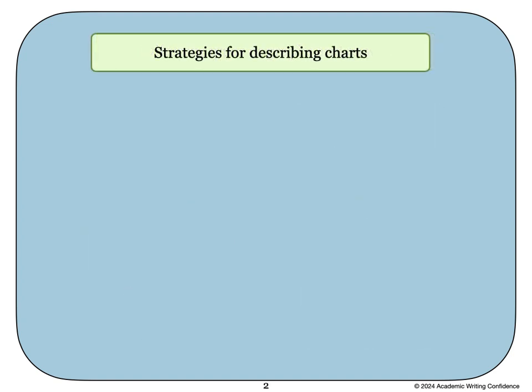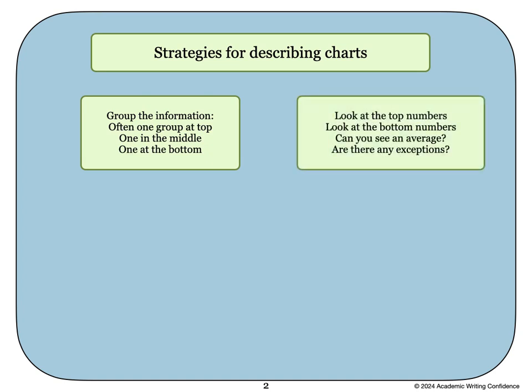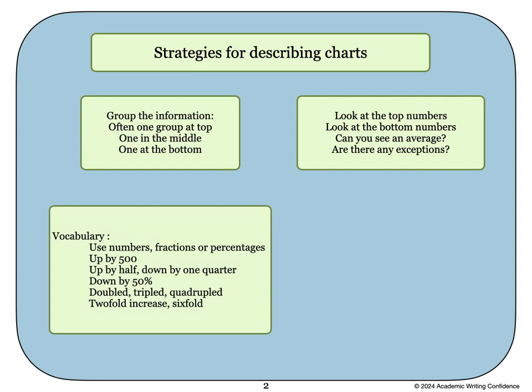Let's look at a few strategies for describing charts. One way to describe charts is to group the information. There's often one group at the top, one in the middle, and one at the bottom. These are things that you can explain or describe in your essay. It is often a good idea to look at the top numbers or the bottom numbers, and can you see an average? Are there any exceptions? These are some things you may want to mention in your description of the chart or graph.